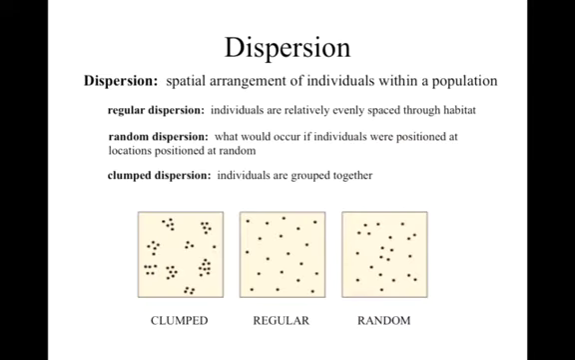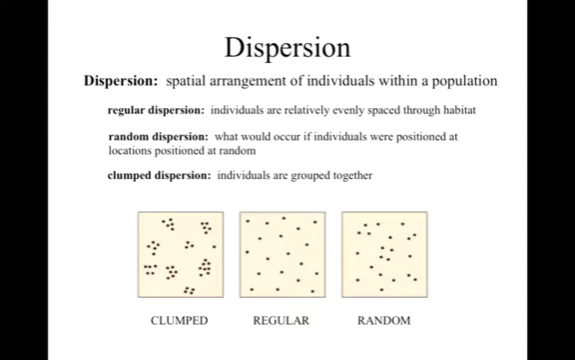All right. So when I'm thinking about patchy distributions, and particularly patchy distributions on a more local, small scale, not across a whole map, not across a whole country or continent, I can talk about dispersion, which is the spatial arrangement of individuals within a population. And in general, there's 3 types of ways that individuals can be arranged, 3 classes. The first is regular dispersion, and this is where individuals are relatively evenly spaced throughout the habitat. And you can see an example of that in the center figure. So, there's about the same distance between each organism and the other organisms around it.